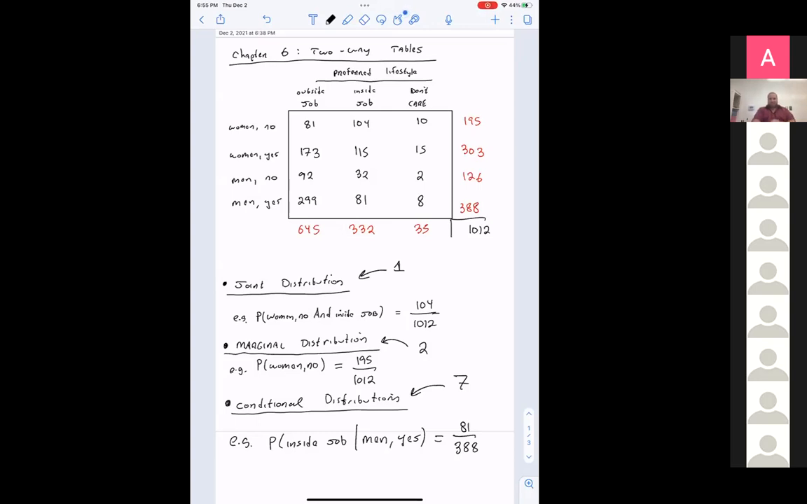You can condition on a woman with no college education, and there's 3 possible outcomes, and the percents have to add to 100%. You can condition on the second row, or the third row, or the fourth row, or the first column, or the second column, or the third column. So in general, there are going to be more conditional distributions than there are marginal distributions, and therefore more than the joint distribution. You're always going to have one joint and 2 marginals, assuming it's a 2-dimensional situation.